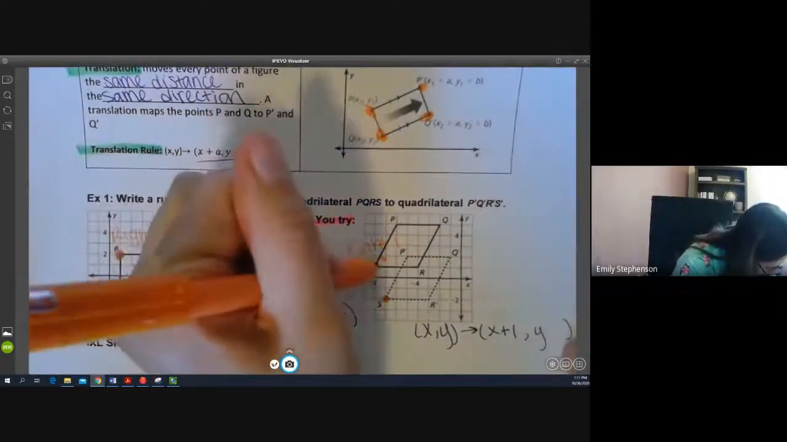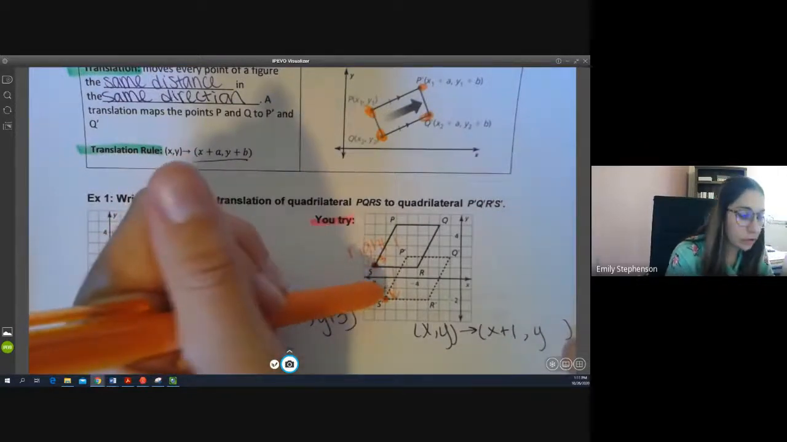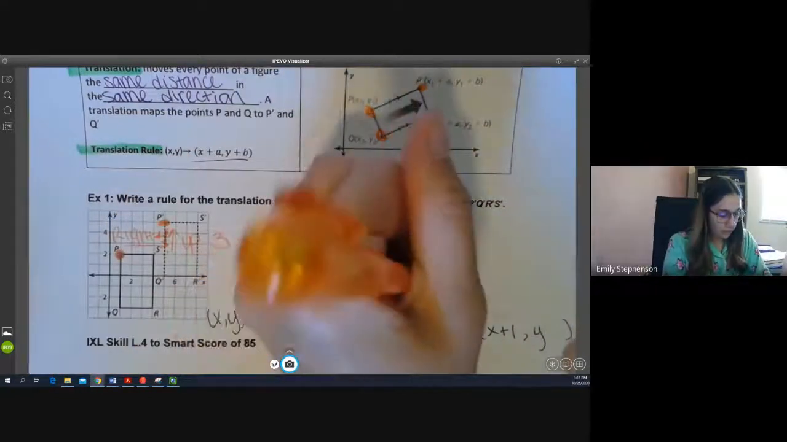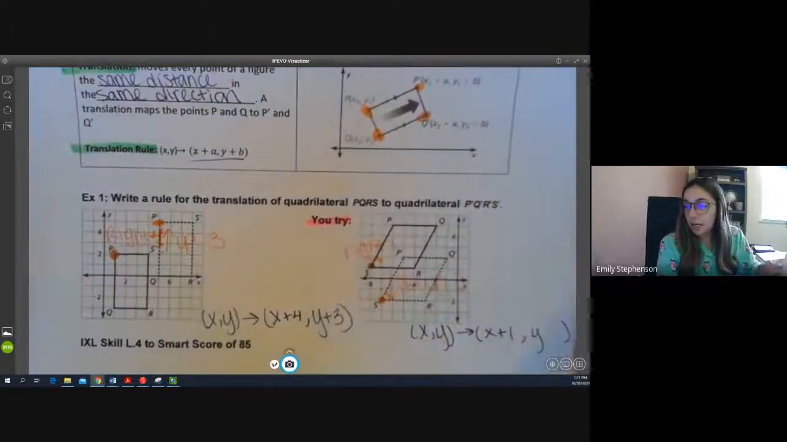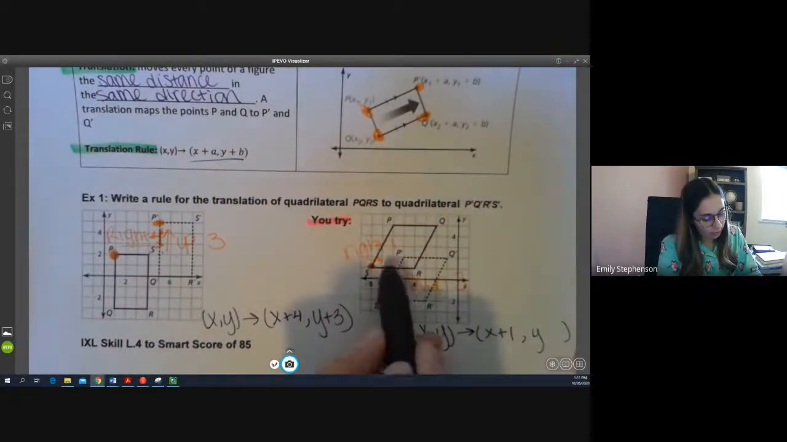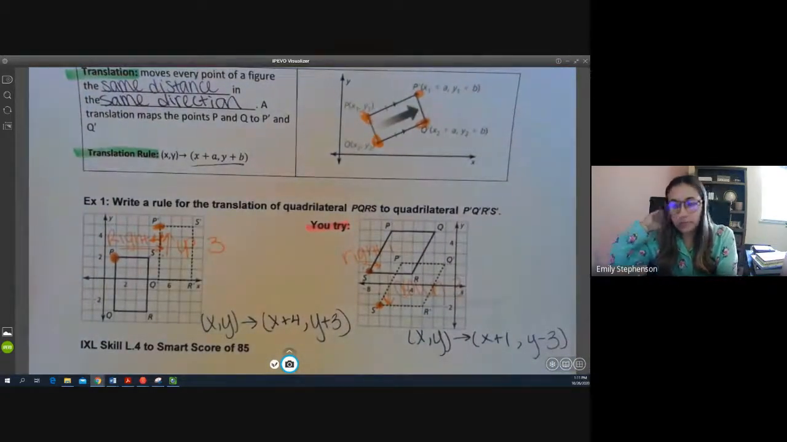So I went to the right 1, and then I went down, and I went down 1, 2, 3. So I went down 3. And going down is subtraction, so on my y values, I subtracted 3. Any questions on those two examples, just writing the rule from the pre-image to the image?